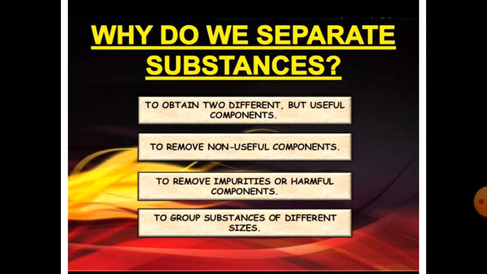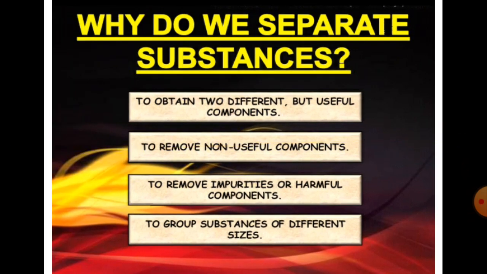Why do we separate substances? To obtain two different but useful components, to remove non-useful component, to remove impurities or harmful component, to group substances of different sizes.